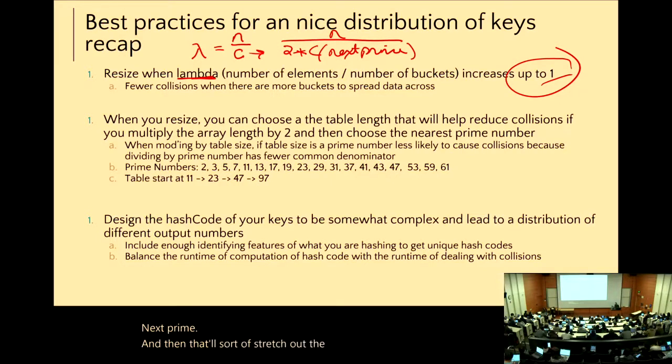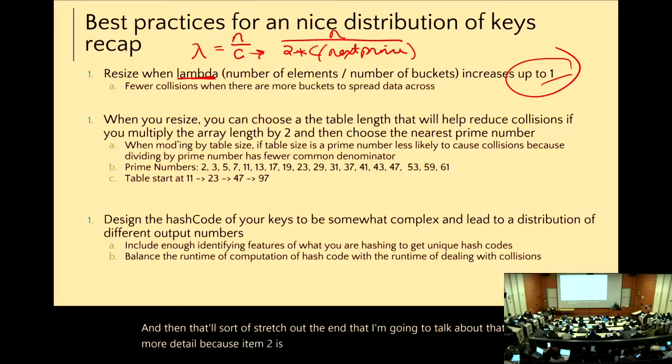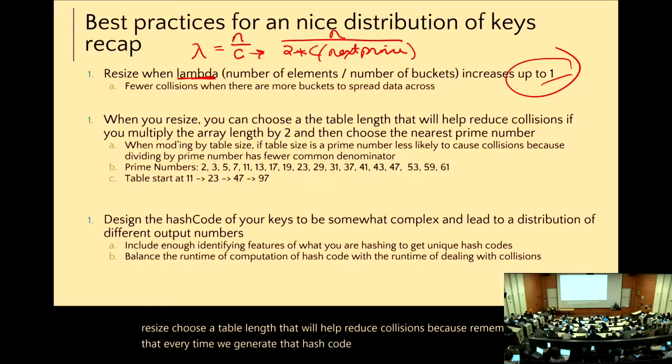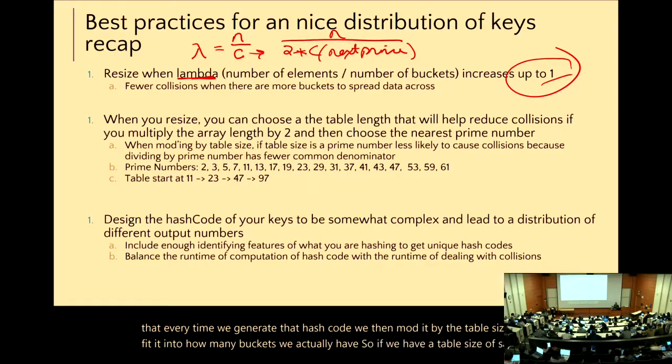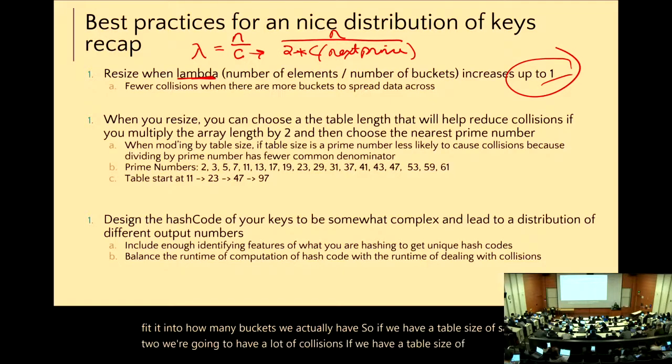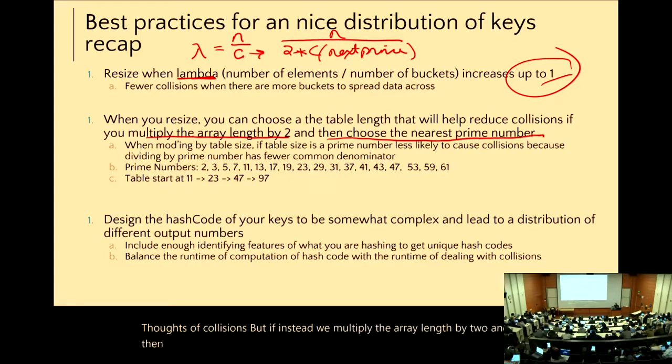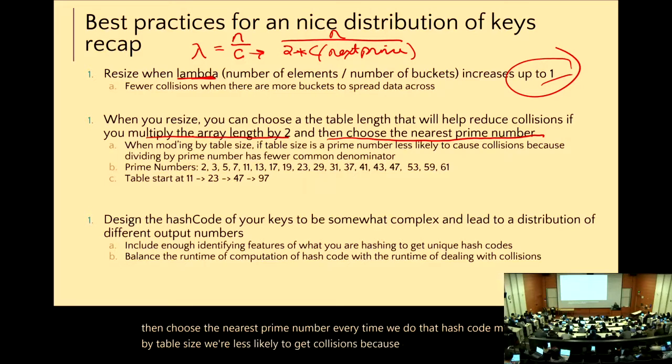I'm going to talk about that in more detail, because item two, as you can see, is when you do hit that moment of resize, choose a table length that will help reduce collisions. Remember that every time we generate that hash code, we then mod it by the table size to fit it into how many buckets we actually have. So if we have a table size of, say, two, we're going to have a lot of collisions. If we have a table size of 10, we might have lots of collisions. But if instead we multiply the array length by 2 and then choose the nearest prime number, every time we do that hash code mod by table size, we're less likely to get collisions because there's fewer common divisors with prime numbers.